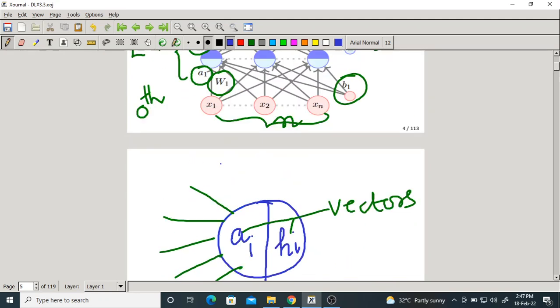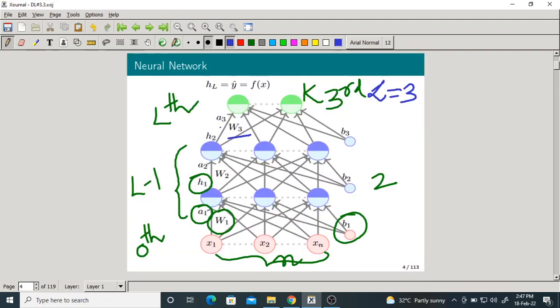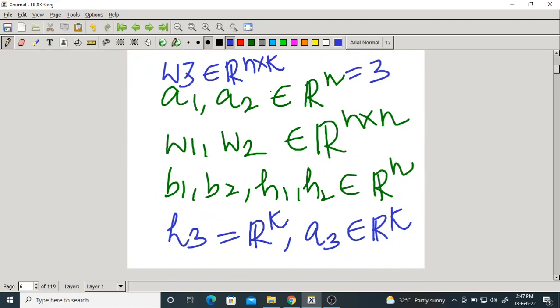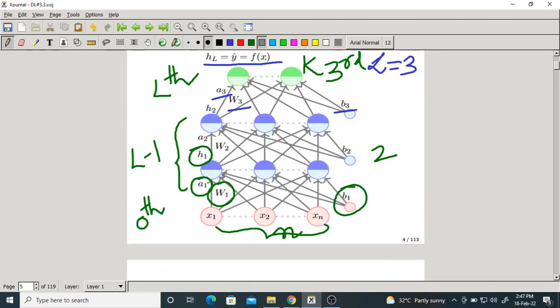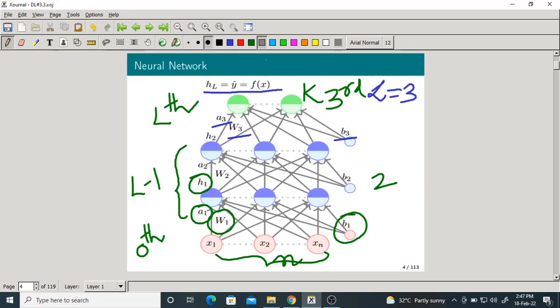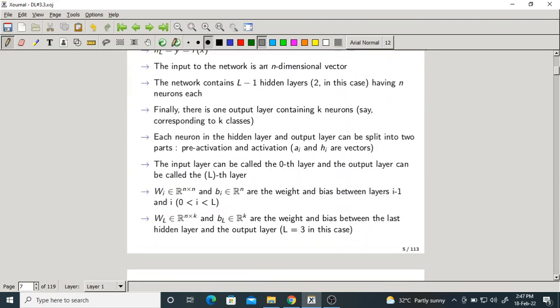Here W3, a3 and b3 are the connections between the last hidden layer and the output layer. Finally, a3 is also called aL and h3 is also called hL, because we have 3 layers in this case. This is the schematic of the neural network. W1, W2, W3 are matrices; the remaining are simply vectors. So these are all the things.